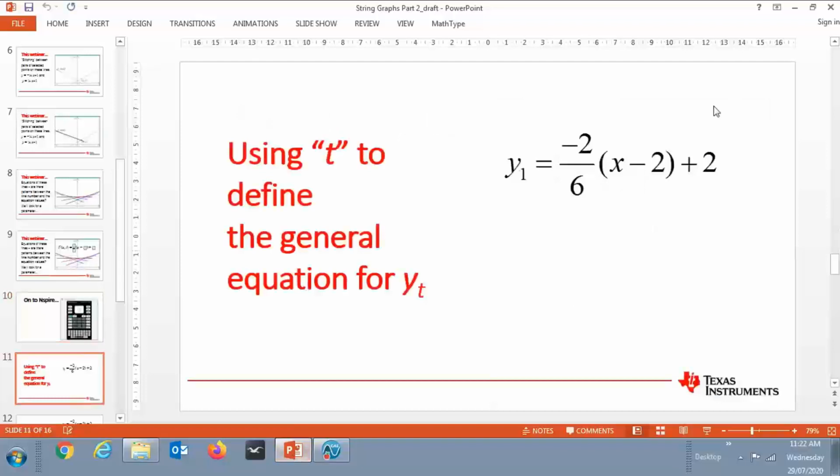So far, we have used the equation format that we used for y1 was y equals, and you'll notice a newcomer here. On Nspire, we used negative 1/3. Here, I've used negative 2/6. The reason for that will become apparent once we see the others. So that was our first line.